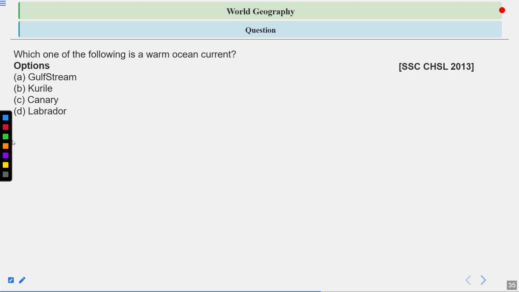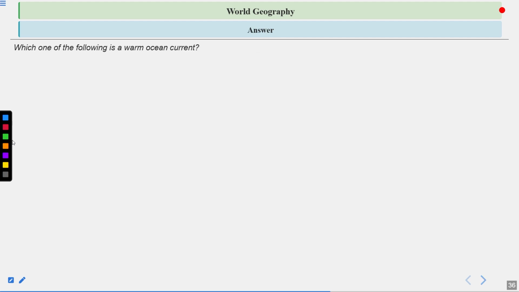Which one of the following is a warm ocean current? Options are Gulf Stream, Kuril, Canary, or Labrador. So Gulf Stream, Kuril, Canary, and Labrador all are the currents found in ocean, and the warm one is A option, Gulf Stream.